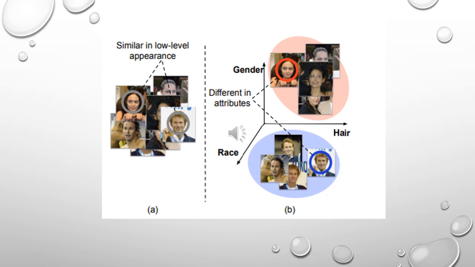In this, figure A shows faces that are similar in low-level appearance, that is, the features lack semantic meanings. Face images of two different people might be close in the traditional low-level feature space. But in B, by incorporating high-level human attributes, that is, gender, into feature representations, we can provide better options for face image retrieval.